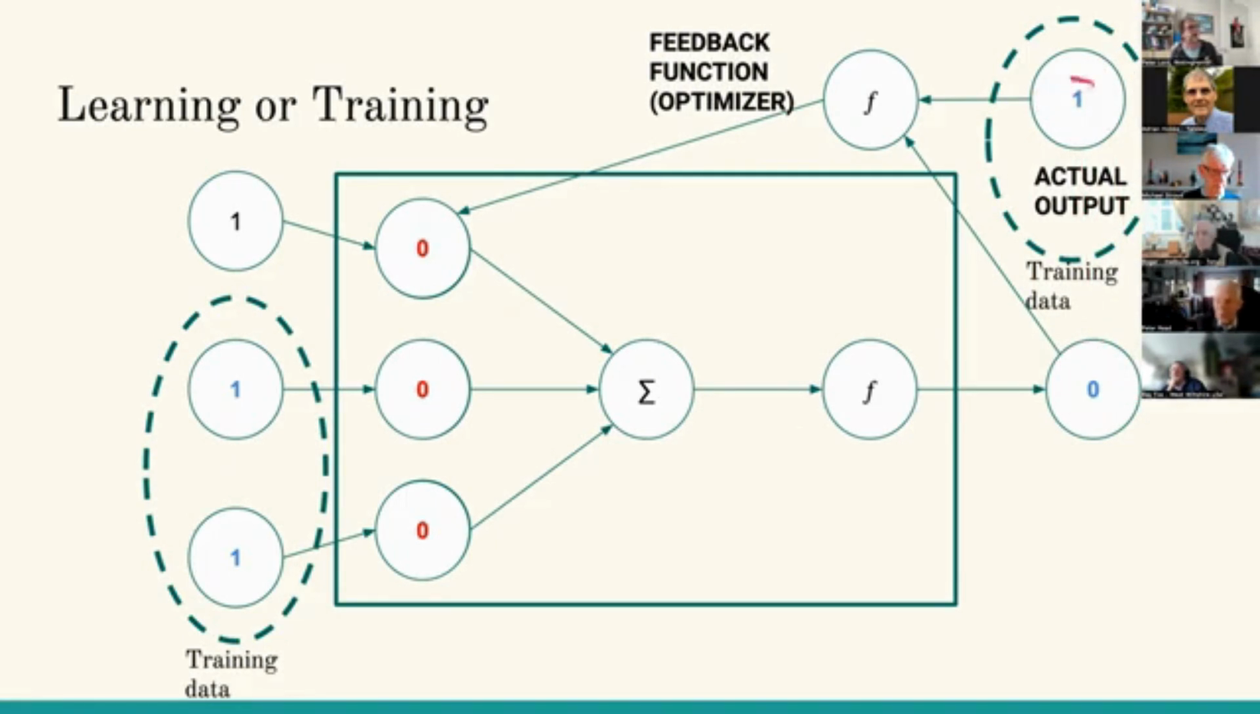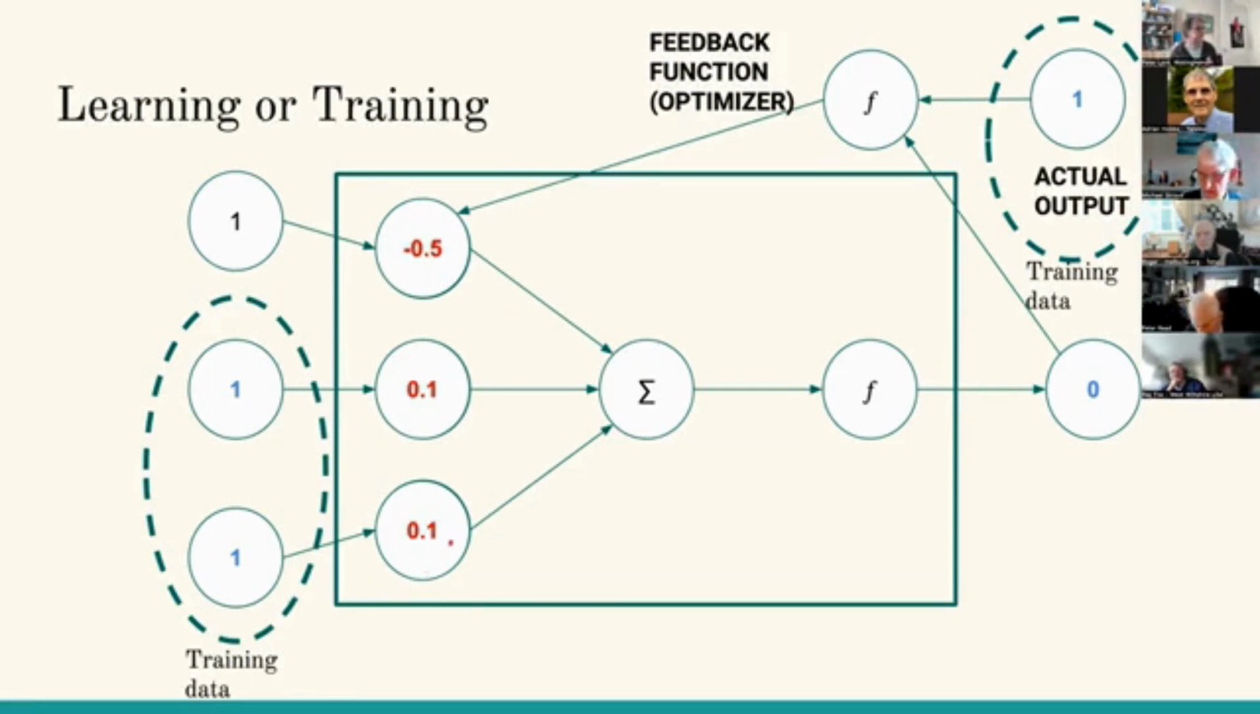So what we do is we make a comparison between the actual output and the desired output, if you like. And we've got this feedback function here. And what that does is it tweaks the weights a little bit. There we go. So this has updated these weights a little bit. And hopefully these weights are starting to get closer to the values that they need to be to solve this particular problem.